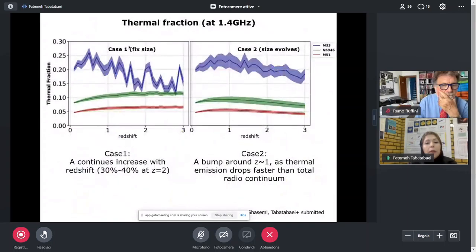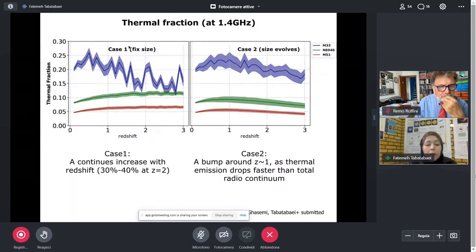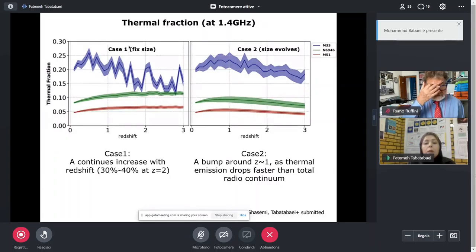So here is the resulting evolution of the thermal fraction of the radio continuum emission. If the galaxy size does not evolve, there is a continuous increase with redshift. But if the galaxy sizes evolve, there is a bump around a redshift of 1, because the thermal emission drops faster than the total radio continuum emission.